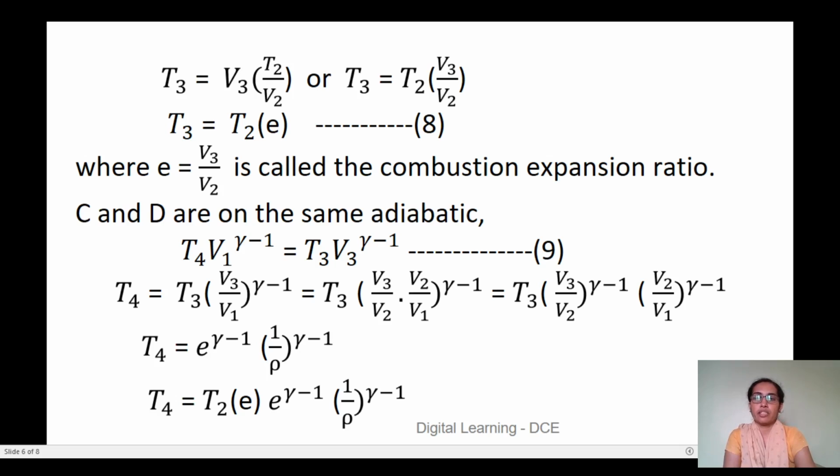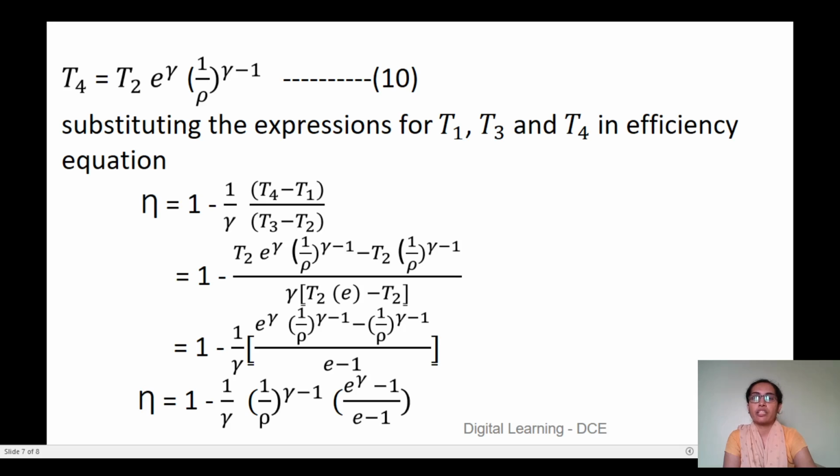Then the points C and D on the indicator diagram are on the same adiabatic. So therefore we can write T4 V1 to the power of gamma minus 1 equals T3 V3 to the power of gamma minus 1. Call that equation 9. So now rearranging and simplifying the terms and writing the expression for T4, we get T4 is equal to T2 into E to the power of gamma minus 1 into (1 over rho) whole to the power of gamma minus 1. Or finally T4 equals T2 into E to the power of gamma into (1 over rho) whole to the power of gamma minus 1. Call that equation 10.